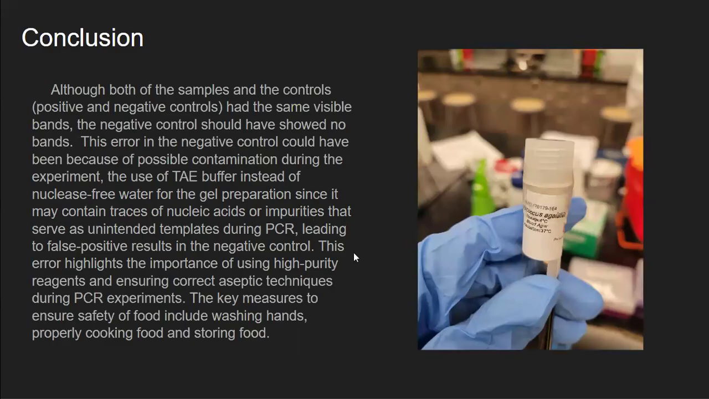Conclusion. Although both of the samples and the controls, positive and negative, had the same visible bands, the negative control should have shown no bands. This error in the negative control could have been because of possible contamination during the experiment, or the use of TAE buffer instead of nuclease-free water for the gel preparation, since it may contain traces of nucleic acids or impurities that serve as unintended templates during PCR, leading to false positive results in the negative control.